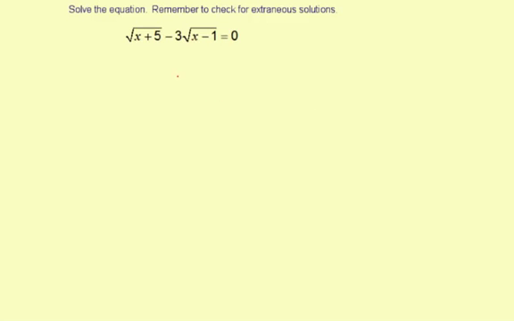Solve the equation. Remember to check for extraneous solutions. So we have the square root of x plus 5 minus 3 times the square root of x minus 1 equals 0. When you have two square root symbols, you want to get one on one side of the equal sign, one on the other side. So I'm going to add to get this radical on the other side.